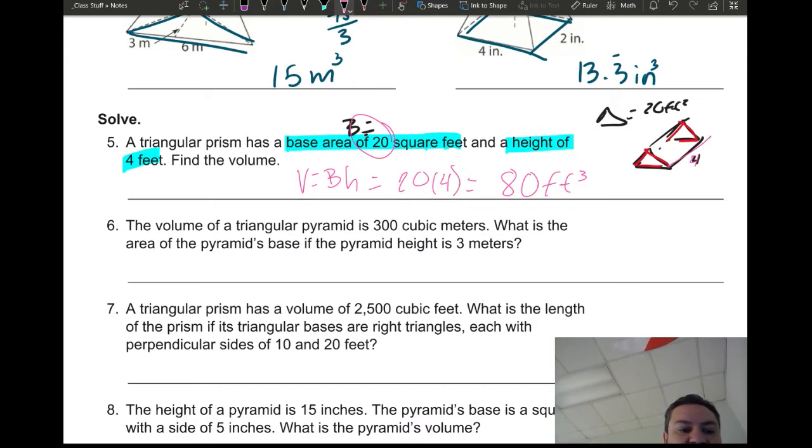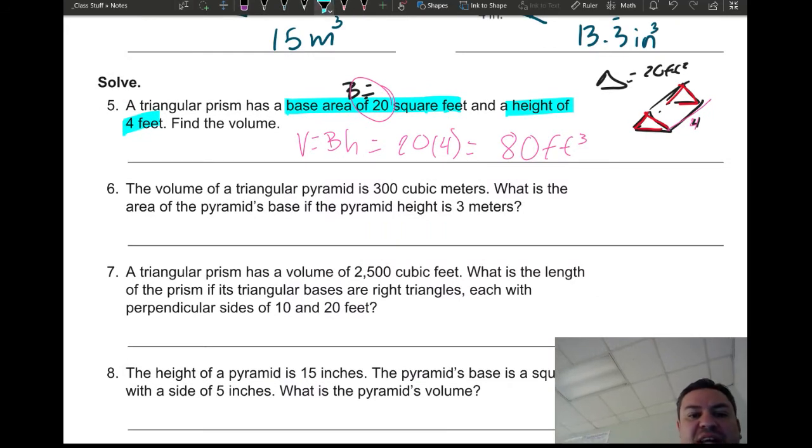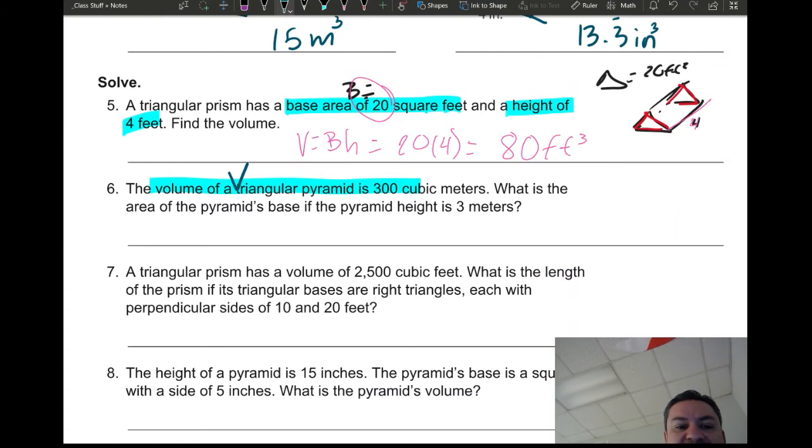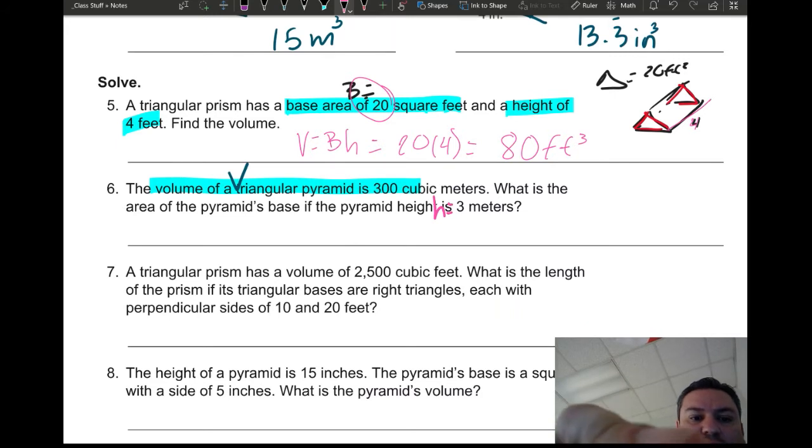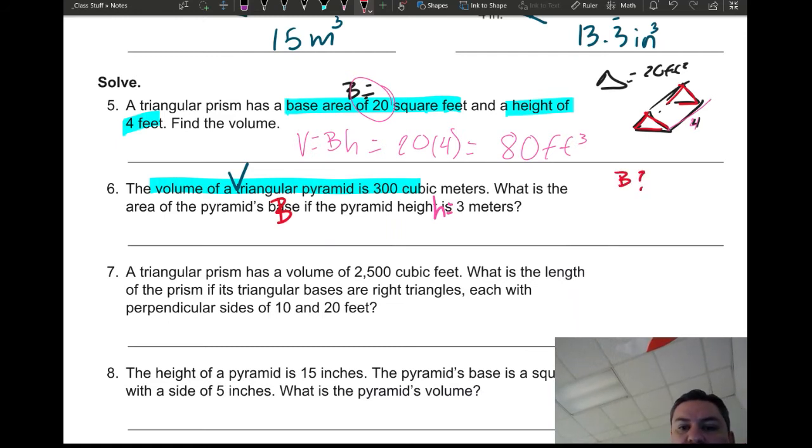Now, number 6, the volume of a triangular pyramid. Whenever they give you the volume, you have to work it backwards. They're giving you V. What is the area of the pyramid's base if the height is 3 meters? So they're giving you H, and you're looking for uppercase B, the area of the base. You know V equals 300 meters cubed.